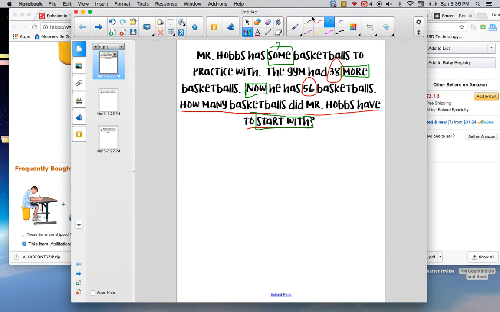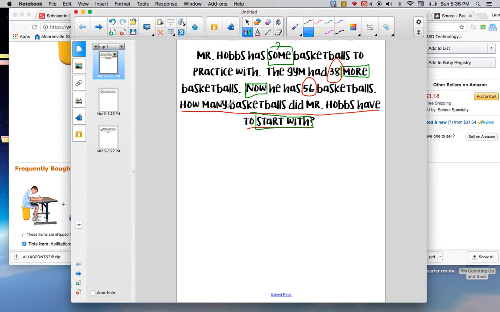So now I'm going to do E, which is eliminate any extra information. Here I don't really feel like there's any extra information. It's all important. So I'm not going to do the E. And then S is solve, which is, you remember, solve has 3 parts to it. The first is to set up my equation. The second is to use a fact family triangle. And the third is to choose a strategy.